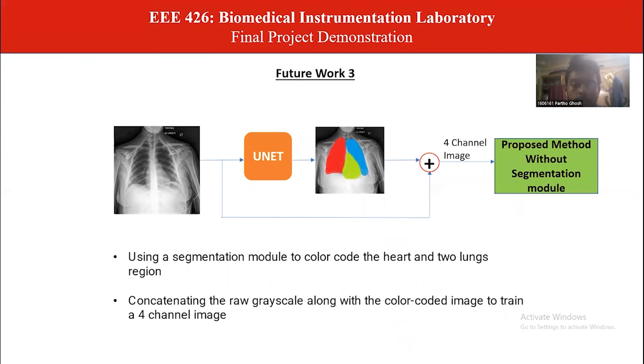Finally, we want to try pulling the U-Net out of our proposed method and then using it to color code the lung and heart region. Then we would use that image along with the grayscale raw image together to create a 4-channel image and train the network with that.